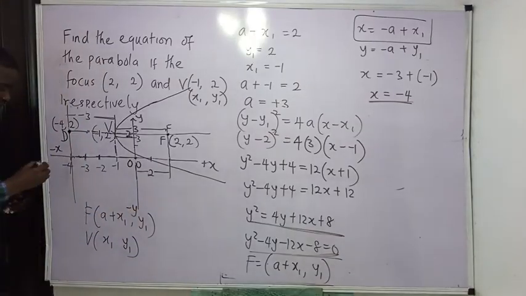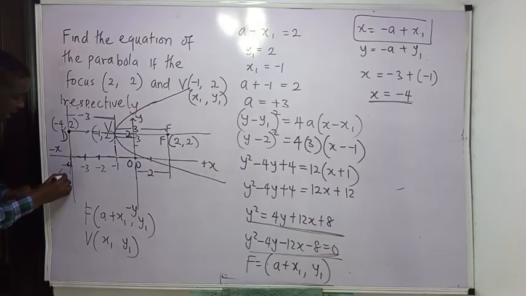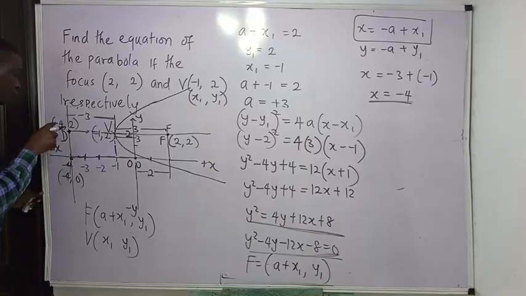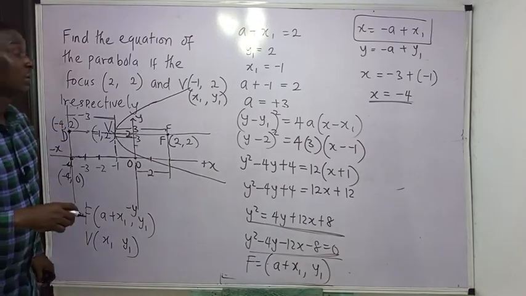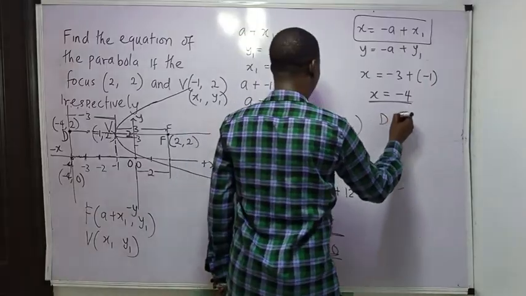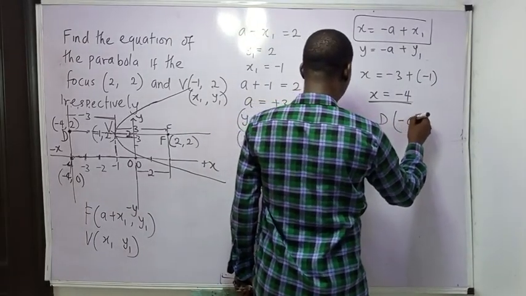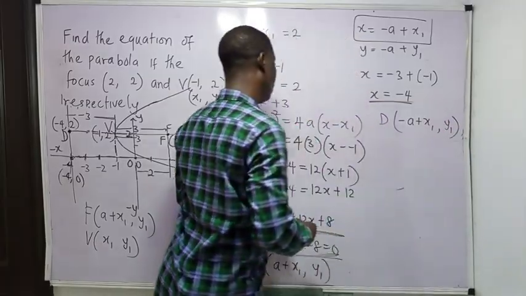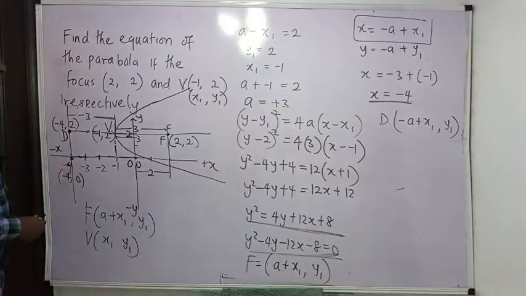And if we check, on this coordinate, -4, 0 on this place. But the focus is always directly opposite to the directrix. So -4, 2. That is the coordinate of the directrix. That's why the directrix coordinate can be written as minus a plus S1, Y1. So that is the equation of the directrix.